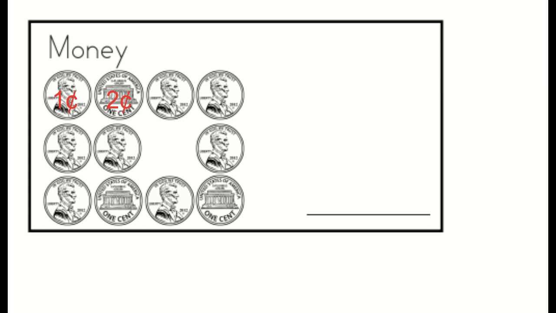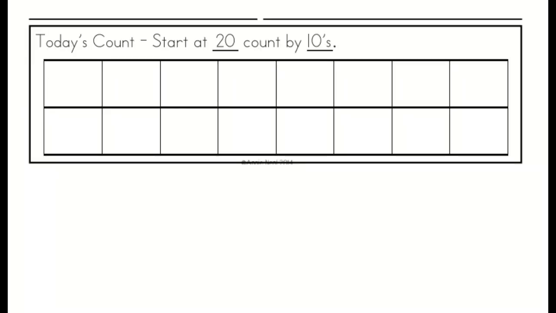1 cent, 2 cents, 3 cents, 4 cents, 5 cents, 6 cents, 7 cents, 8 cents, 9 cents, 10 cents, 11 cents. Be sure to write that on the line and don't forget your cent mark.